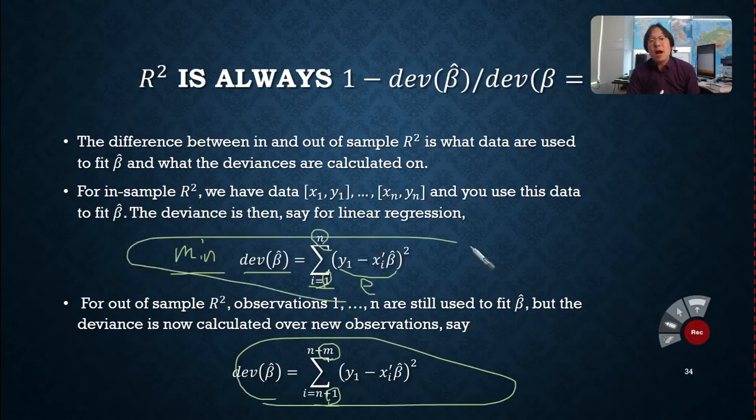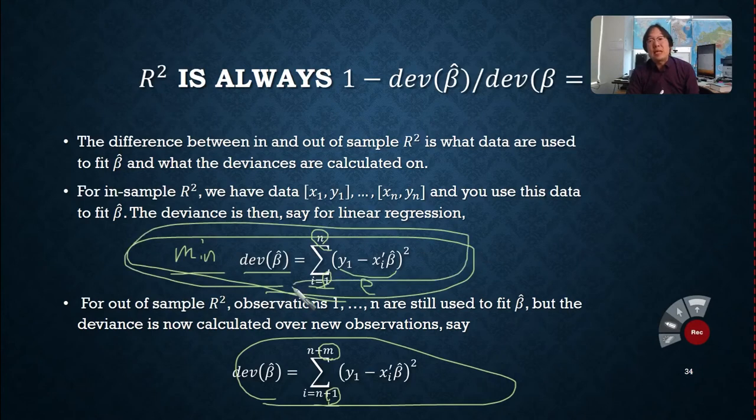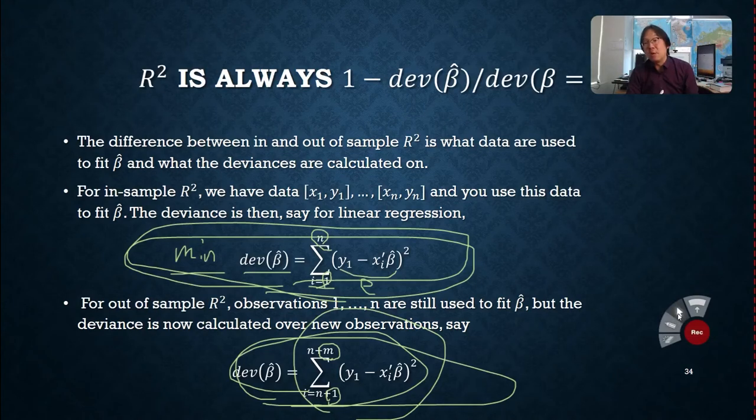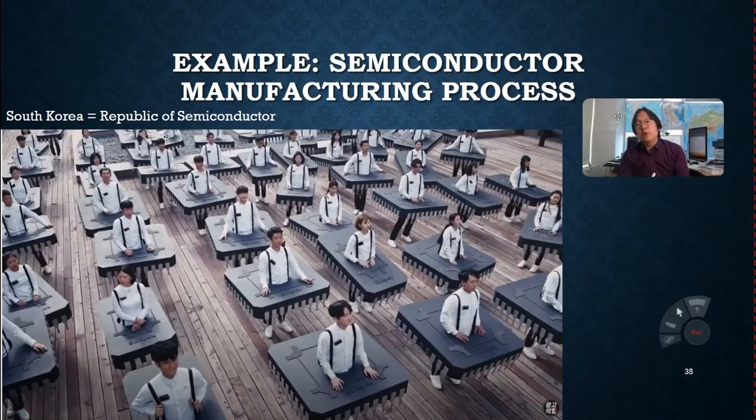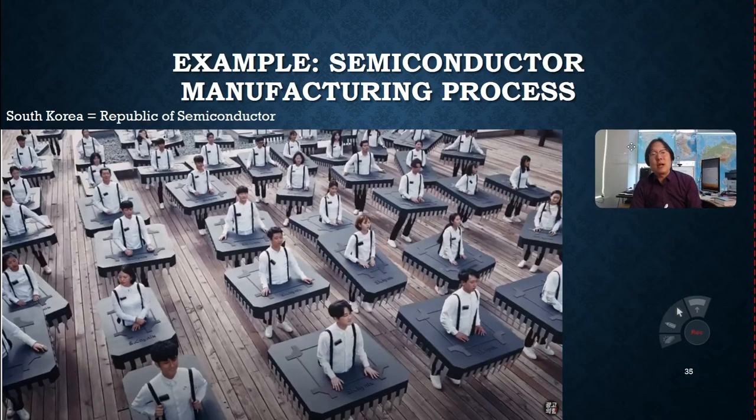You remember R squared? R squared and adjusted R squared, it's all about in sample thing. Whereas this one, the deviance of beta hat out of sample, is about something out of sample, something not in the beta estimation. The textbook author brings a data set called the semiconductor manufacturing process, and there, semiconductor failure is an issue.